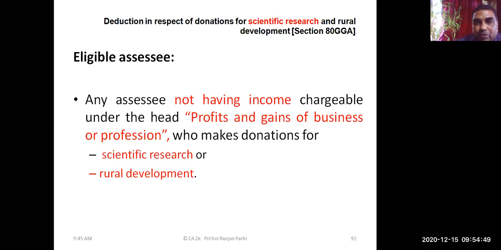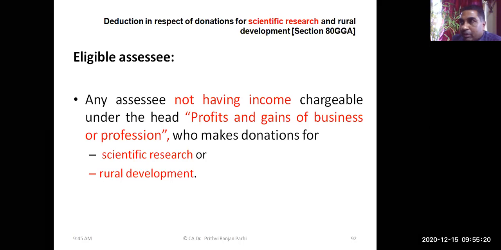is there. So now, friends, quickly we'll cover this thing. It is 80GGA. It covers certain deductions or certain donations for scientific research. If you have studied the chapter profits and gains of business and profession, if someone is having income under the head profits and gains of business and profession, he can donate for scientific research and claim deductions under that head itself. Is it not?